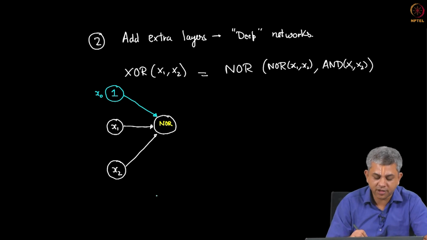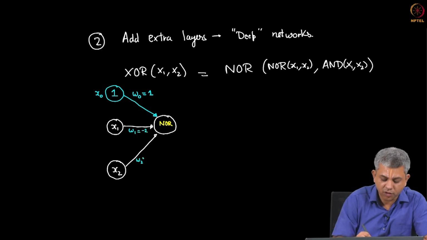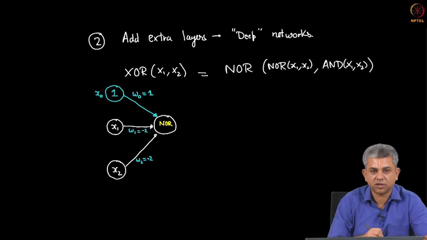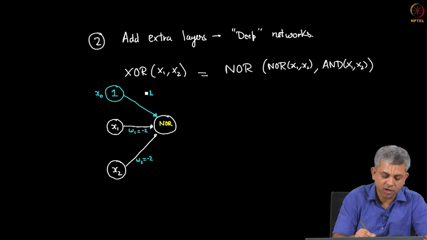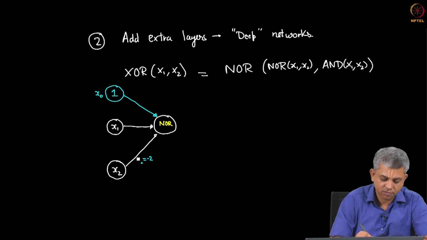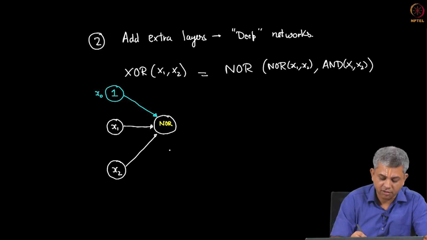Let us call these weights something. Remember, for the NOR gate W naught was 1, W 1 was minus 2, W 2 was minus 2. I am going to erase this here for a particular reason. Otherwise, the figure would get very cluttered.